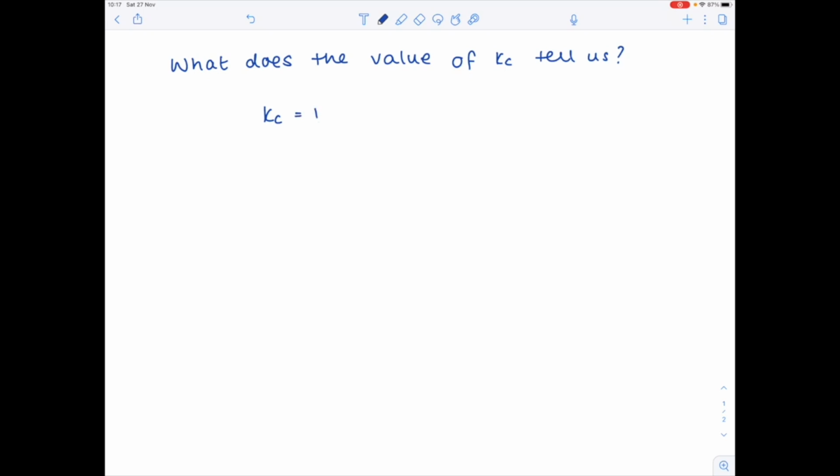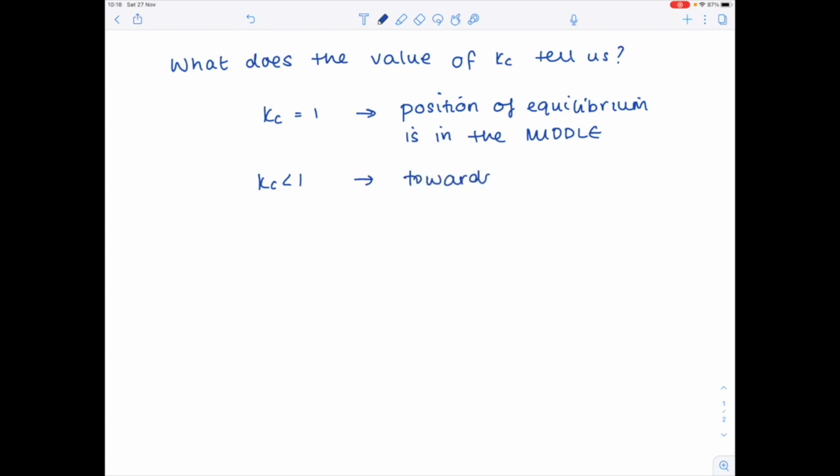Well, if Kc equals 1, then it means that the position of equilibrium lies in the middle. If Kc is less than 1, then the position of equilibrium lies towards the reactants. And then, as you might expect, if Kc is greater than 1, then the position of equilibrium lies towards the products.